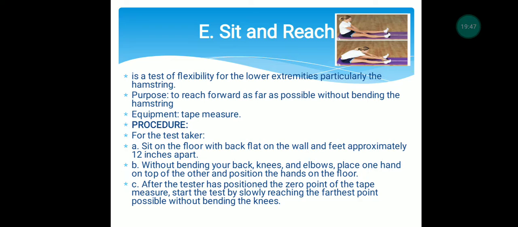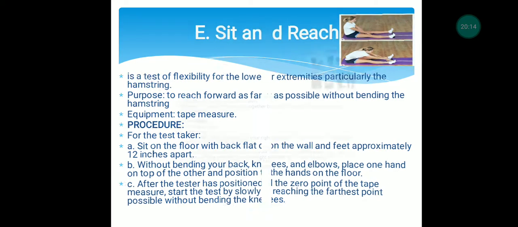So without bending your back, knees and elbows, place one hand on top of the other and position the hands on the floor. The tester has positioned the 0 point of the tape measure. Start the test by slowly reaching the farthest point possible without bending the knees. So that is the sit and reach exercise.